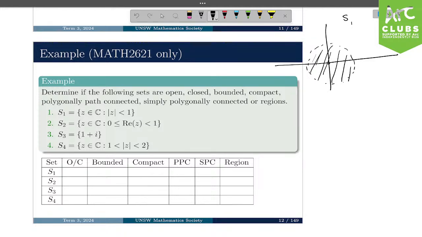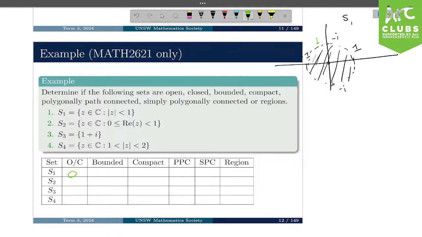This should be i, this should be negative i, this is 1, minus 1. So that's what our S1 looks like. So is it open, closed, bounded, compact, and so on? We can see that it doesn't contain its boundary, so it's going to be open. So is S1 open or closed? It's going to be open.